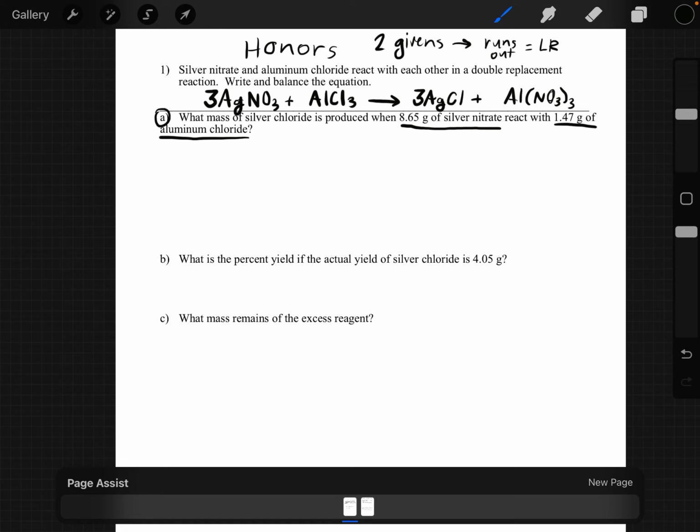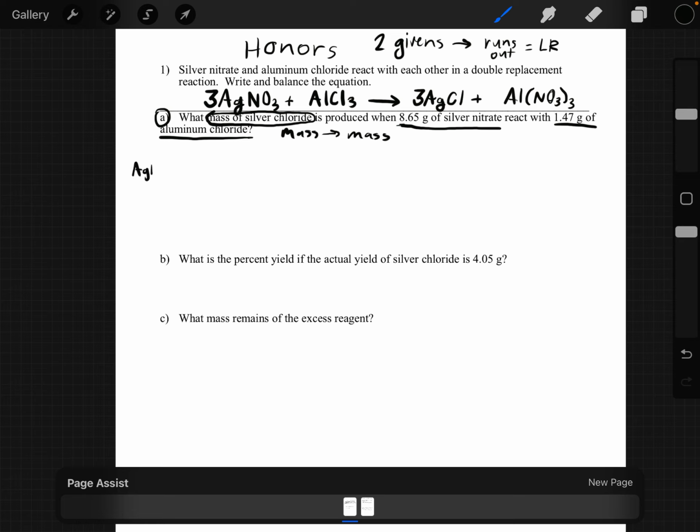So part A, it's asking for what mass of silver chloride, so that's my wanted, is produced when we have this much silver nitrate and this much aluminum chloride. So you're just going to do a 4-step Stoic problem, or however much it's asking for. Sometimes it'll ask for the amount of moles. You don't have to do 4 steps when you're getting to moles, okay? But in this case, it's asking us to do 2 problems where we're going from mass to mass. So just do a normal Stoic problem like we've been practicing.